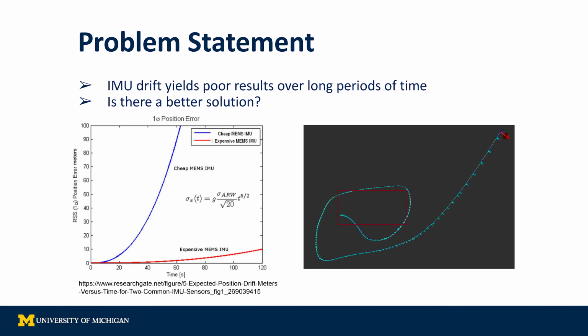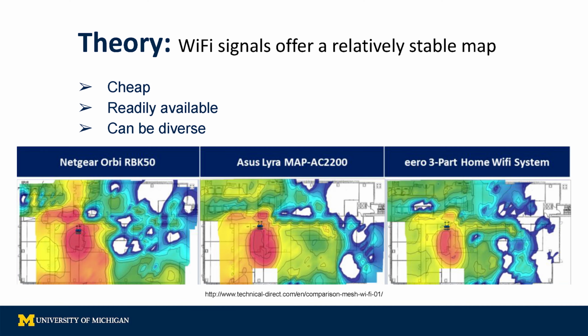On the right side, you can see actual data that we took integrating our sensor measurements that shows strong drift over short periods of time. Our solution is to use Wi-Fi signals in order to localize our drone given a fixed map.